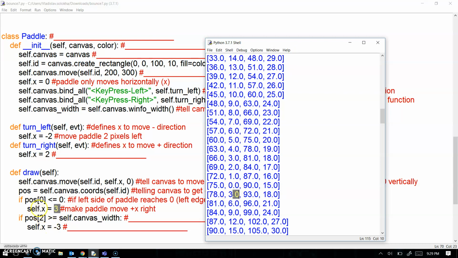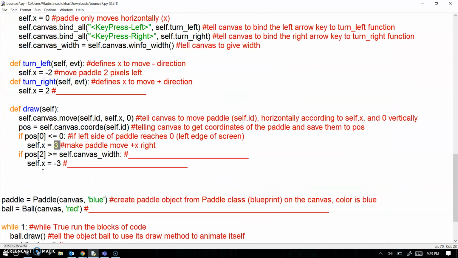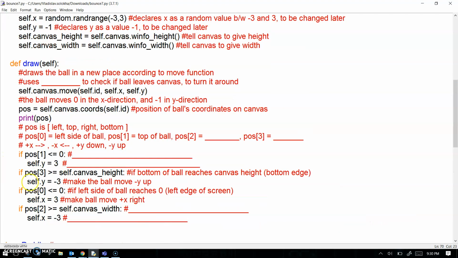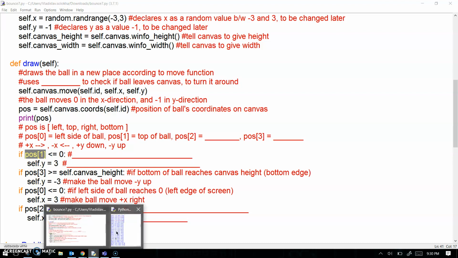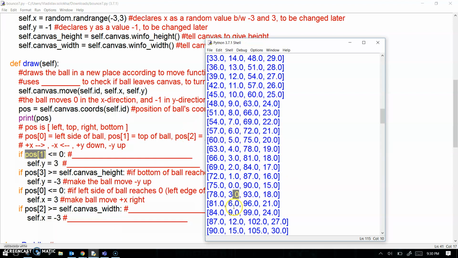In the paddle's case, you don't see this, but in the class ball you do, because we said if position 2, which is that second number, or if POS1, which is this index number, if it becomes 0, if it equals 0, the y value will change to a positive 3.